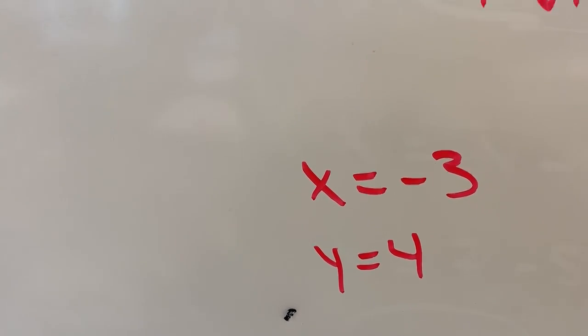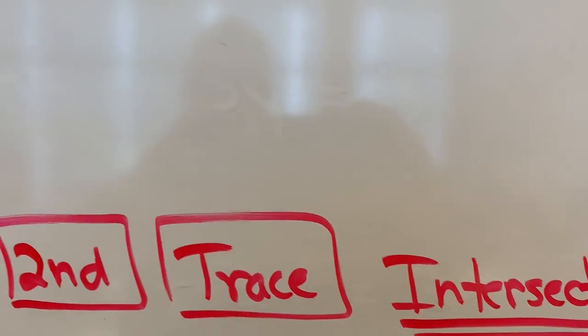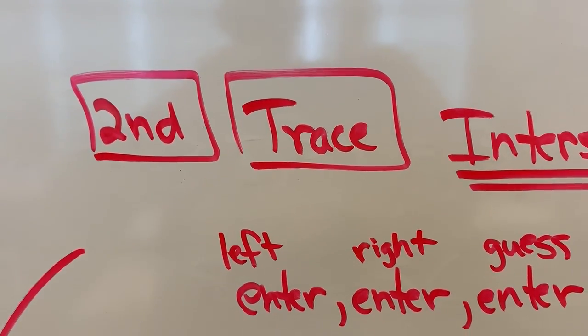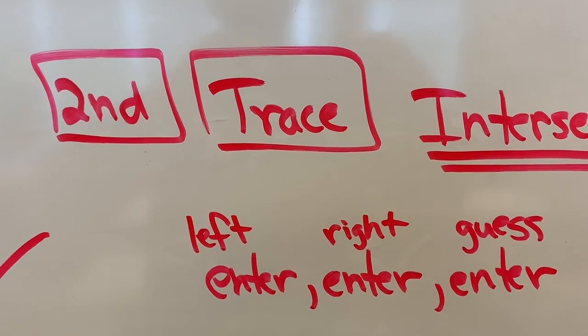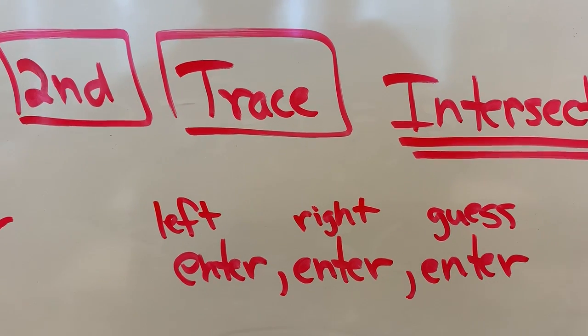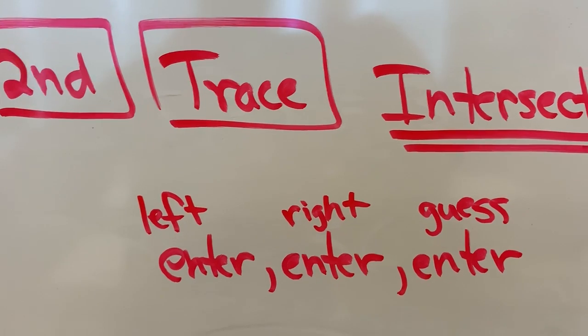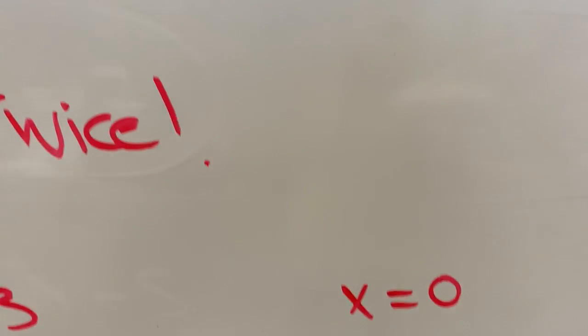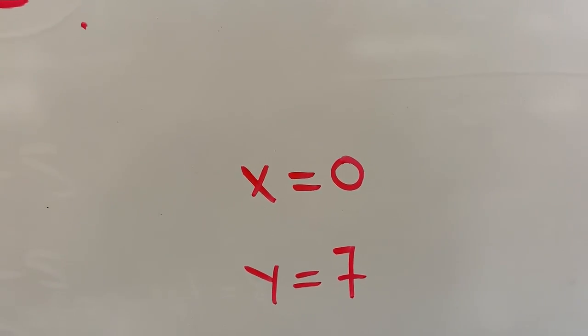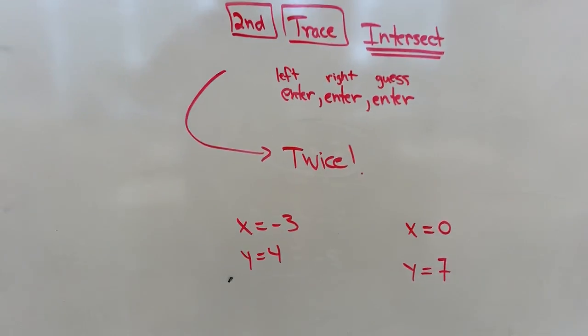Then I go back and I do it again. Second trace intersect. I go over to the other answer where I can see the graphs intersect. I hit enter, right bound, enter, guess, enter, and I got a totally different answer, which was 0, 7. And so there are two answers to this.